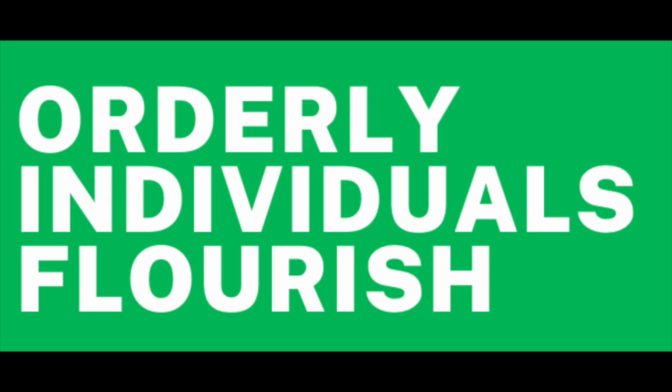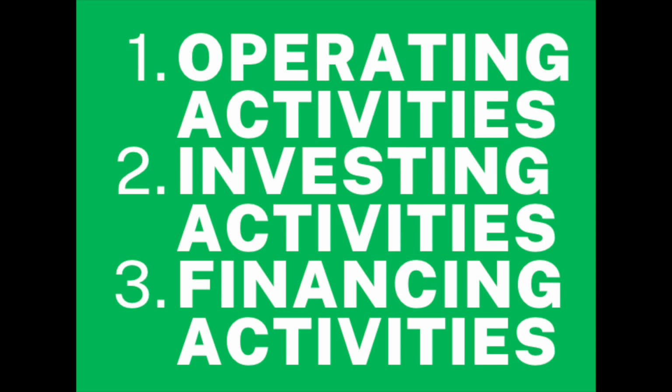Now, I've come up with a mnemonic to help you remember the order of the statement of cash flows because this is very important that you know how to put the cash flow statement in order. OIF, orderly individuals flourish. So you, an accounting student, you're an orderly individual flourishing. So OIF, orderly individuals flourish. Write that down if you need help remembering. To recap, operating activities, investing activities, and financing activities.